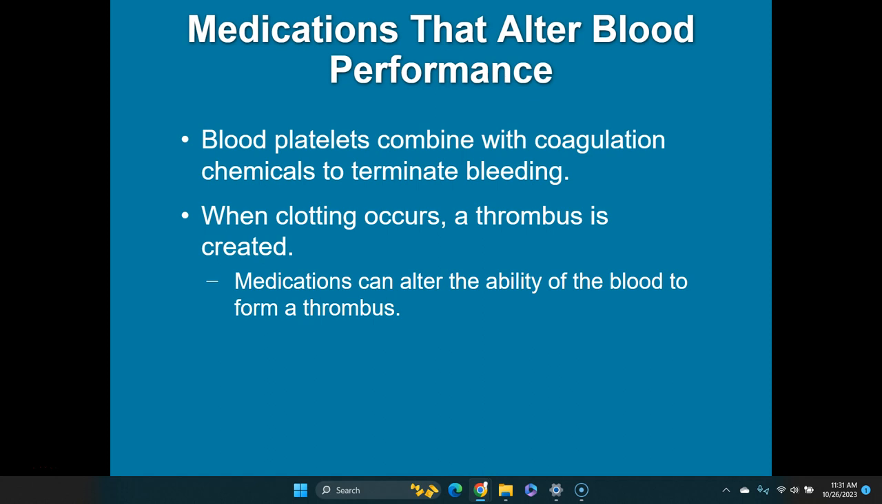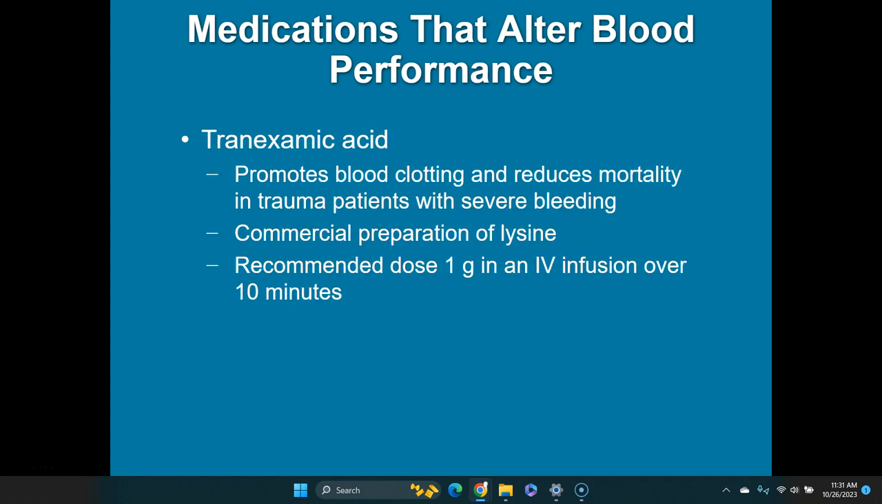TXA can be used to promote blood clotting and reduce mortality in trauma patients with severe bleeding. The recommended dose is 1 gram over 10 minutes as an IV infusion.